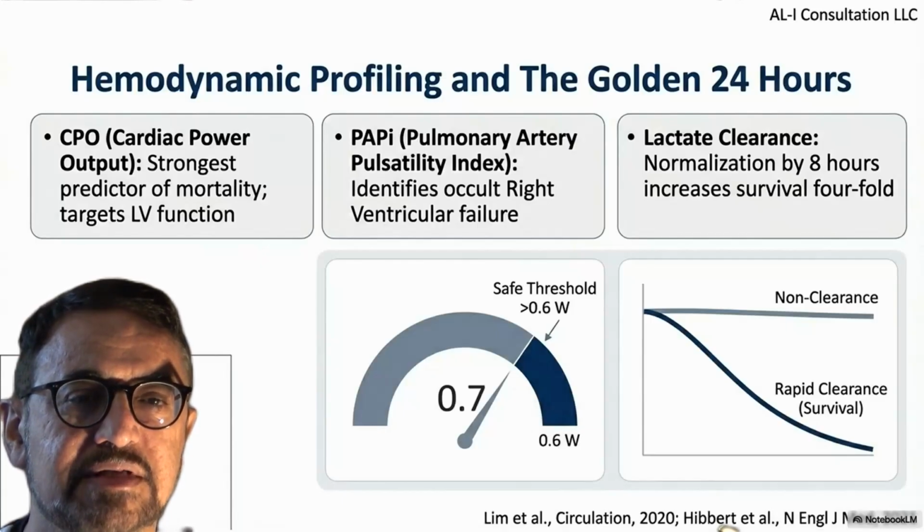PAPI gives us a focused window into right ventricular performance. A low PAPI should immediately raise concern for occult right-sided failure, which may be missed if we focus only on left ventricular shock. And lactate clearance tells us whether oxygen delivery is finally meeting tissue demands. When lactate normalizes early, outcomes are better. So the message here is simple. In the golden first day, follow objective physiology, not appearance alone.